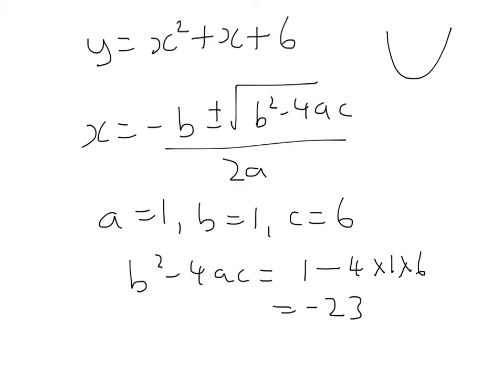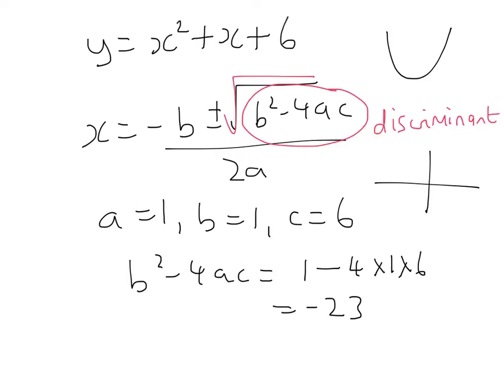So the b squared minus 4ac, which is called the discriminant, is negative. If the discriminant is negative and we need to take the square root of it, there's no solution because we can't take the square root of a negative number. So that means this graph never has the property that it equals 0. So if we were to sketch the graph, it's going to be something like that. It doesn't cross the x-axis. This point here is when x equals 0. When x equals 0, y equals 6. But it never crosses the x-axis because the discriminant is negative.